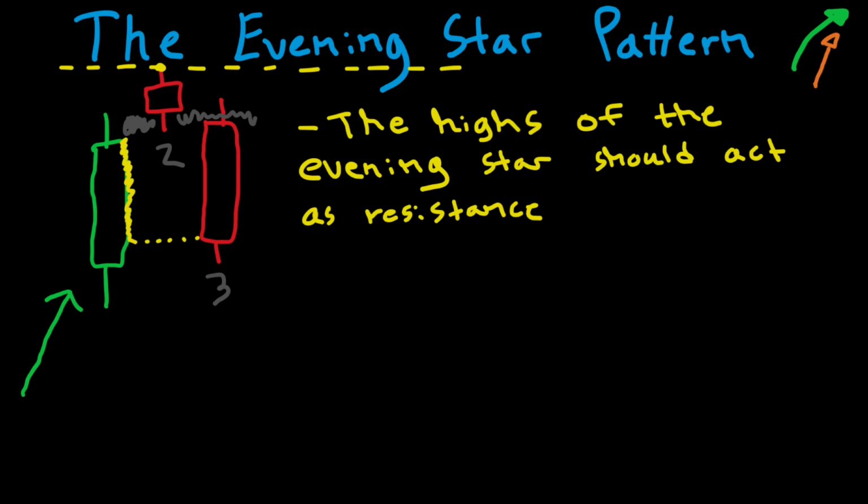And other factors that make a resistance stronger or weaker are, for example, volume, and perhaps the resistance has acted as support earlier, and similar things like that. But I think this is pretty much the basics of the evening star. Now, I think we're ready to look at some real life charts.